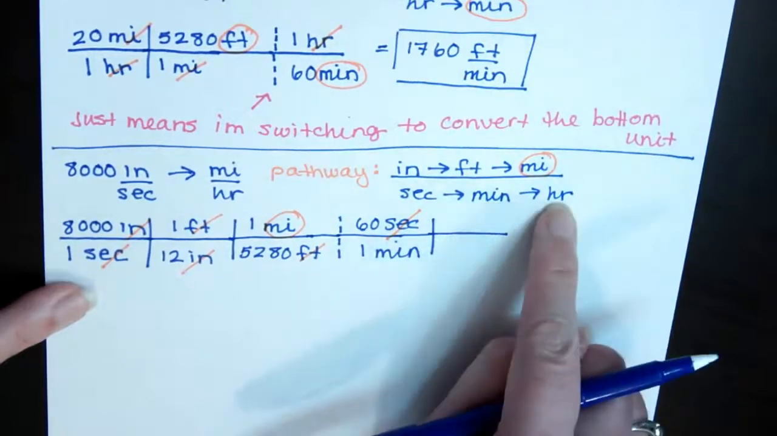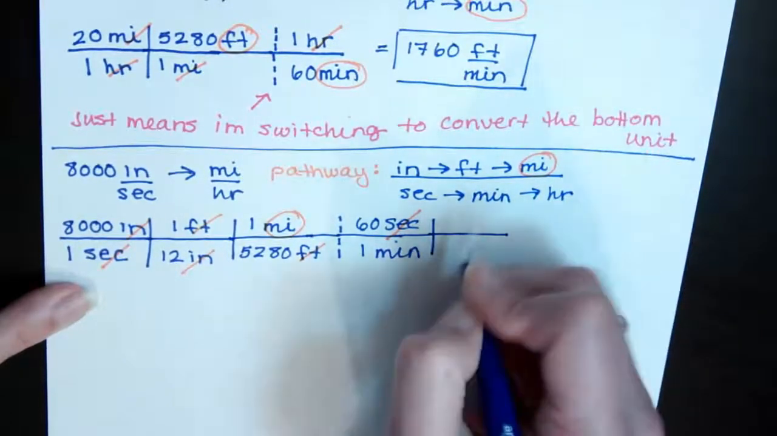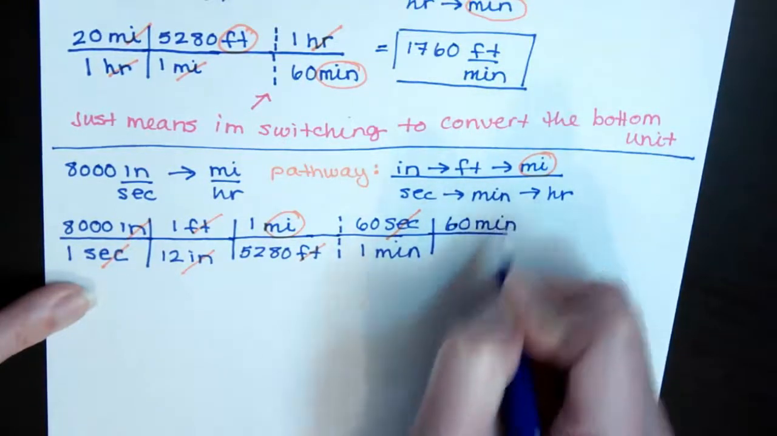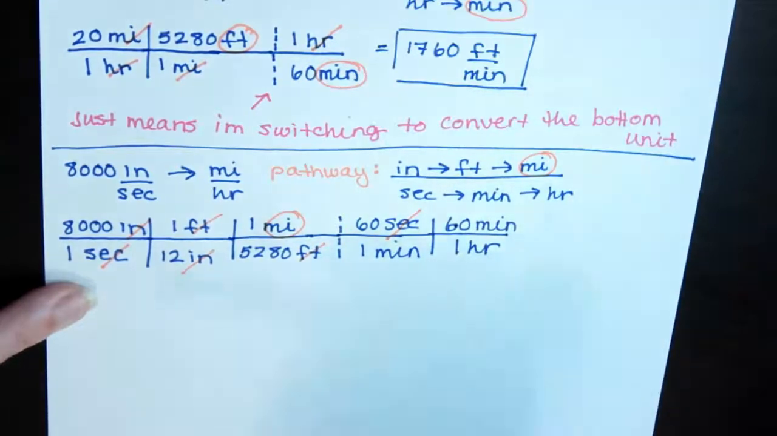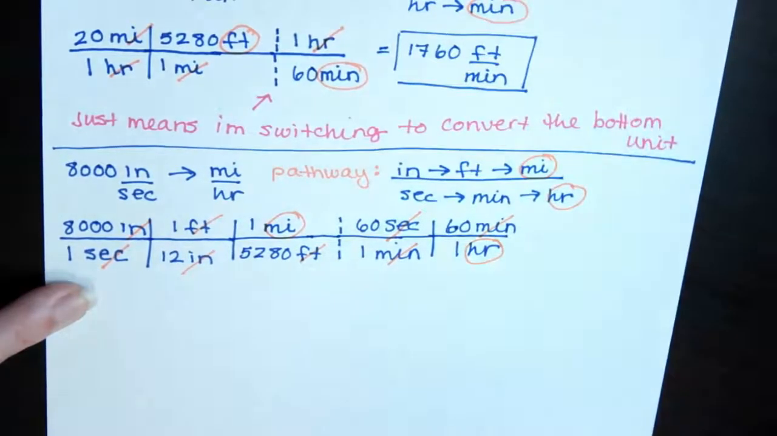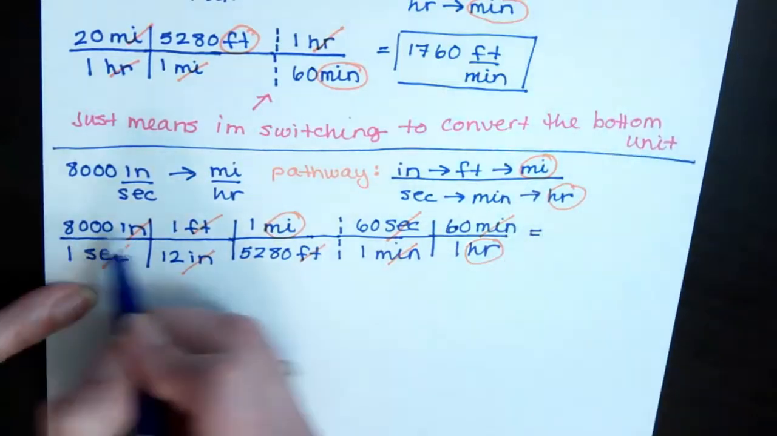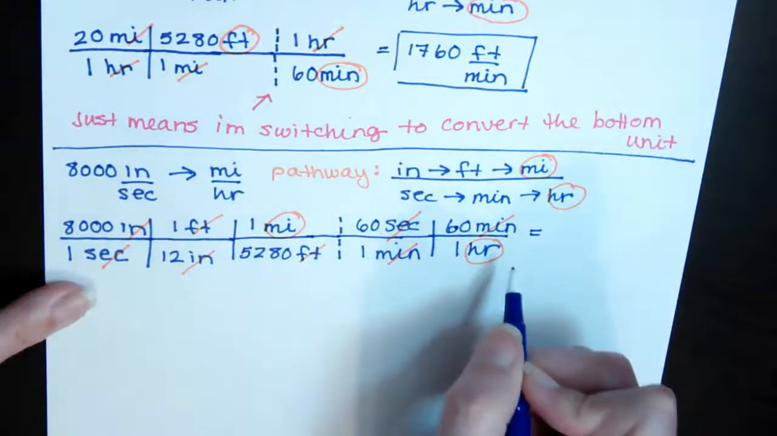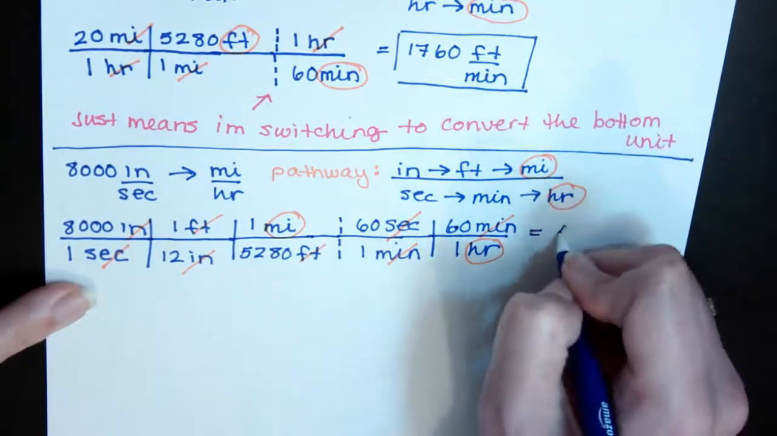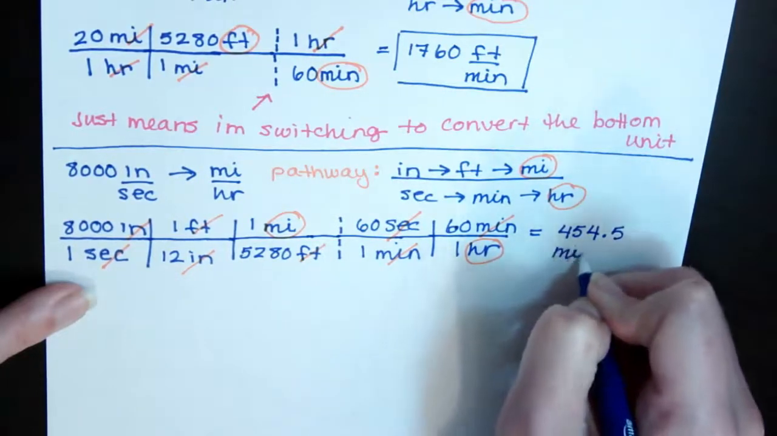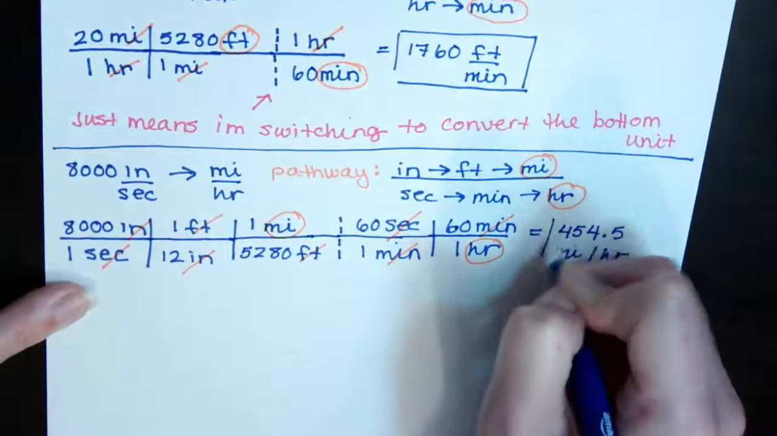Now I'm here and I have to do one last step. Minutes is on the bottom, so I'm going to say 60 minutes is 1 hour. 1 minute on bottom, minute on top. Now I have hours on the bottom. Remember, in your calculator, everything on top inside a set of parentheses divided by everything on the bottom. So we end up with 454.5 miles per hour.